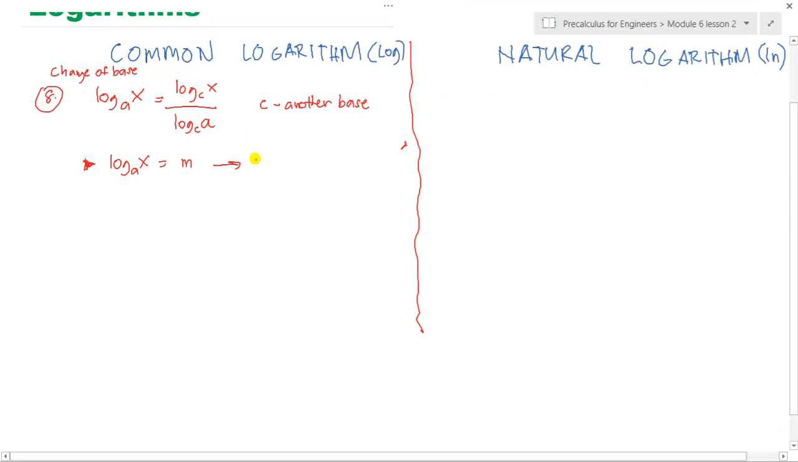That is, the resulting number x is equal to the base a raised to the power of the resulting number of the logarithm, which is m: a raised to m. Okay, then we are going to solve for that m. Solve for m, the result of the logarithm.